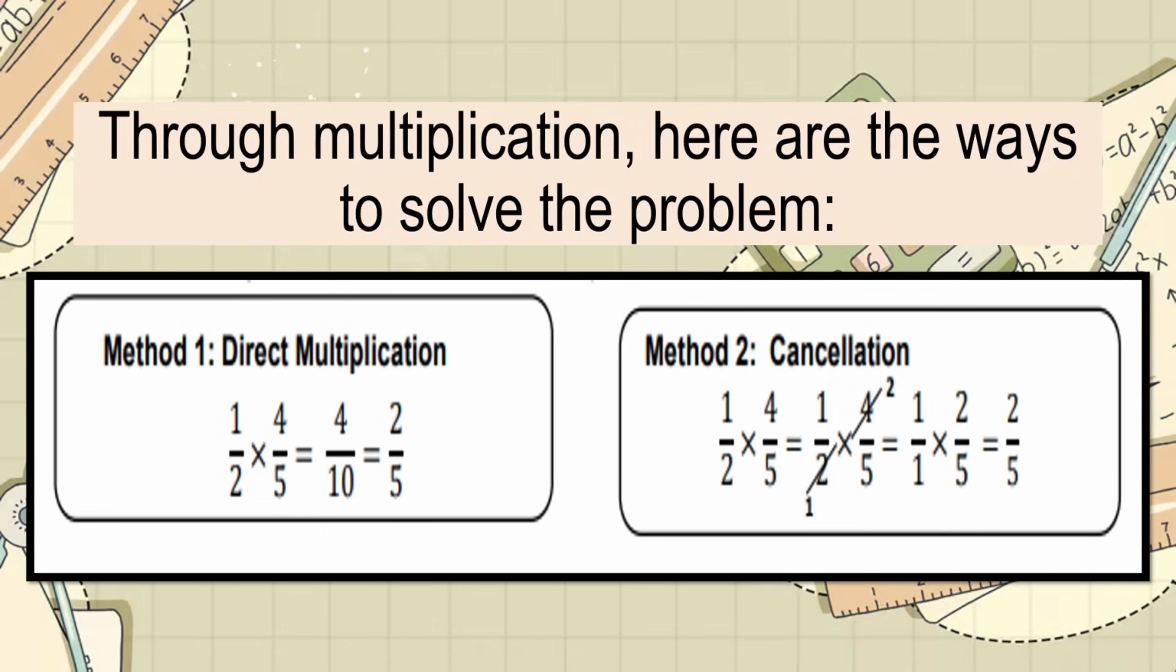For method 2, we use the cancellation method. 1/2 times 4/5. We're going to cancel 2 and 4 because both are divisible by 2. So 2 divided by 2 is 1, and 4 divided by 2 is 2. Then 1 times 2 is 2, and 2 times 5 is 10, no wait, 1 times 5 is 5. So the answer is 2/5.